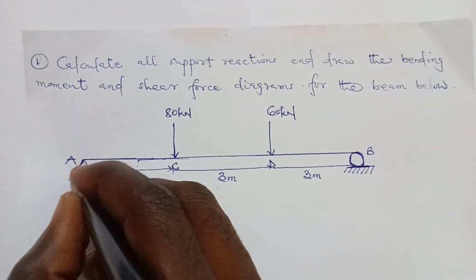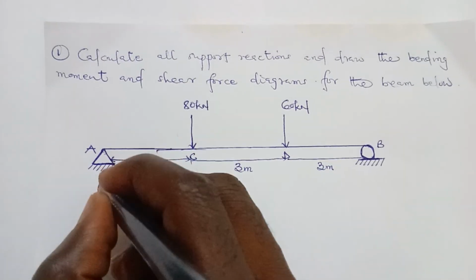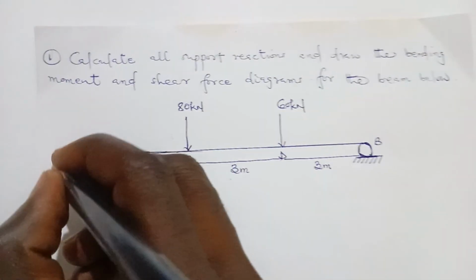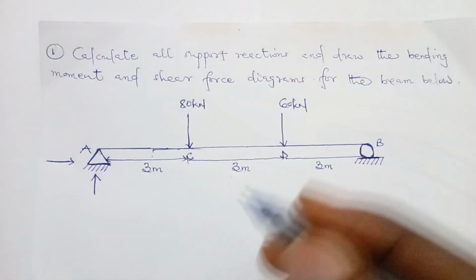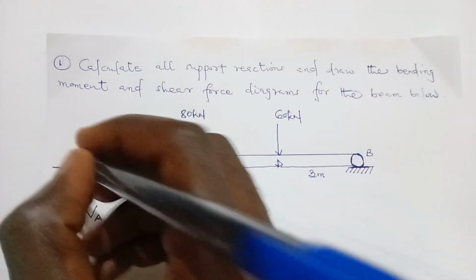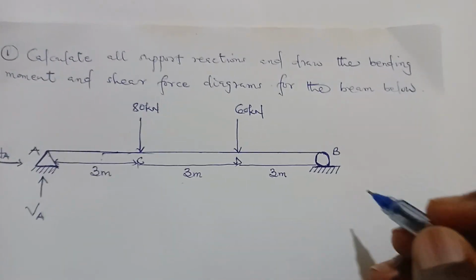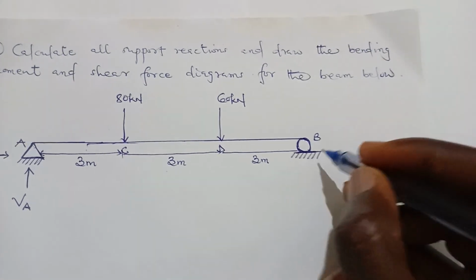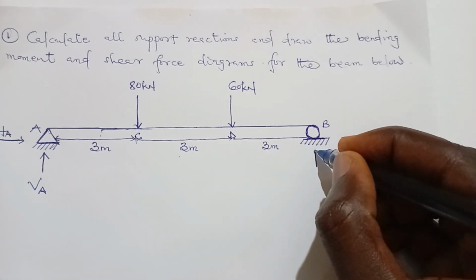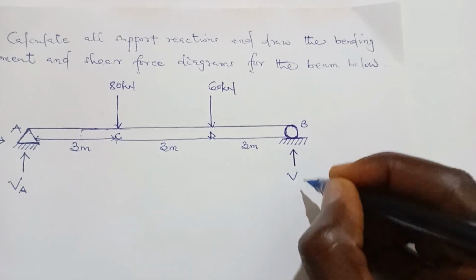So this is a hinge support or a pin support. A hinge or a pin support has two support reactions. It gives a vertical reaction and a horizontal reaction. We'll call the vertical reaction VA because it is acting at A, and we'll call the horizontal reaction HA. Then at point B, this is a roller support. A roller support gives only one reaction, so we'll call this one VB.